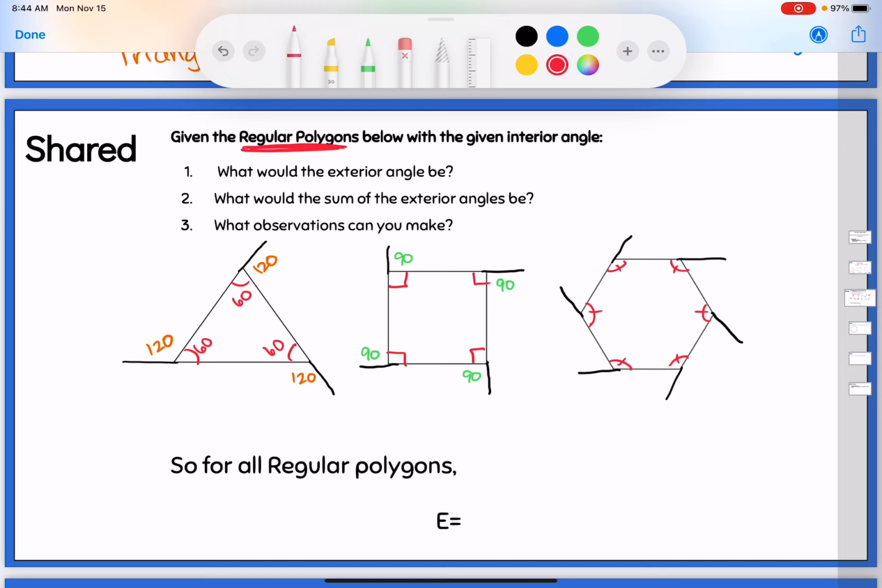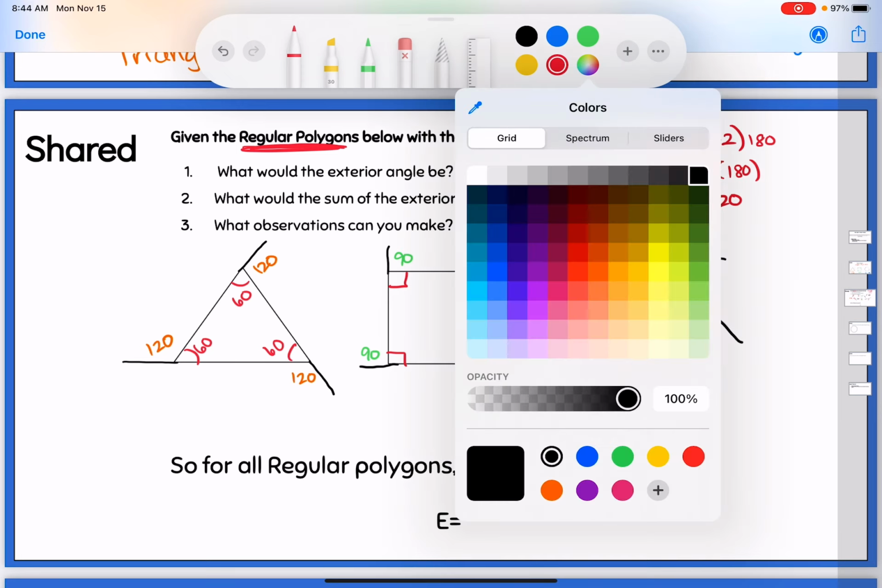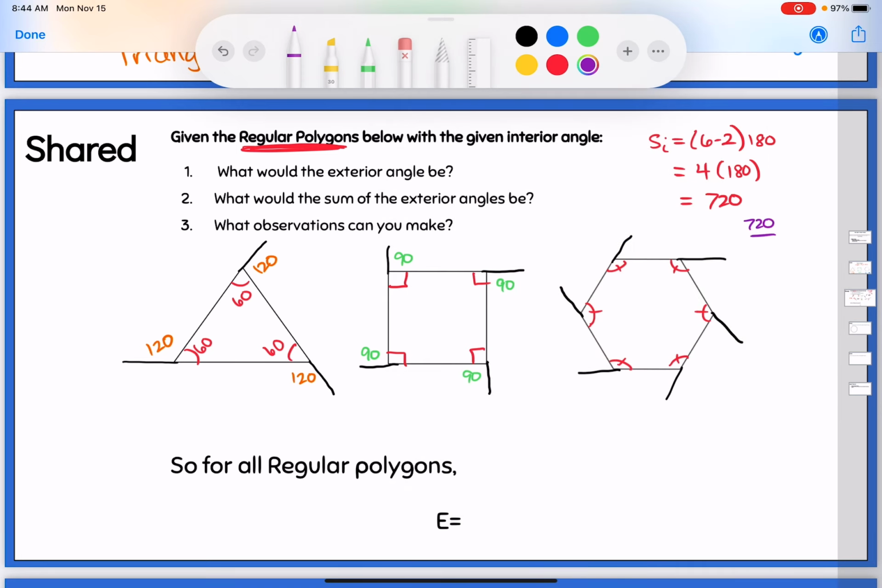So if I have my hexagon here, I could find the sum when n equals 6. So S sub I is 6 minus 2 times 180. This is our formula from yesterday that we learned, right? So I have 4 times 180, which would give me 720 degrees. So if I know that all the angles add up to 720, then I would do 720 divided by 6, since there's 6 of them, which would equal 120 degrees. So each of these would be 120. And if the interior angle is 120, that means that the exterior angle would have to be 60.